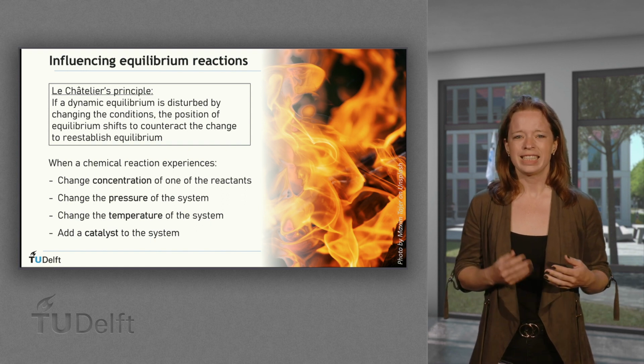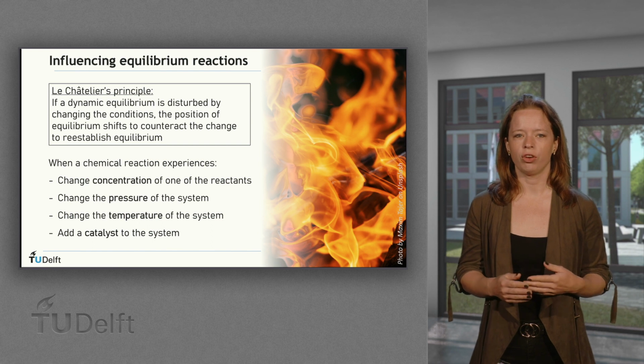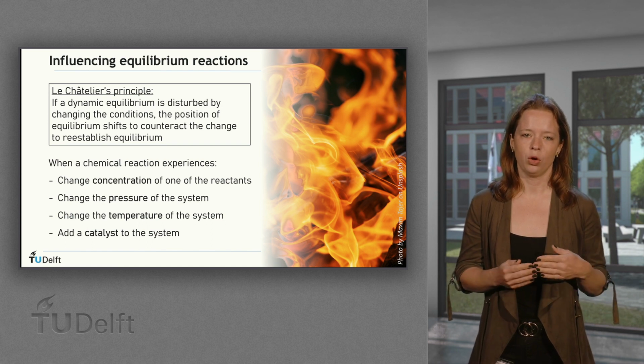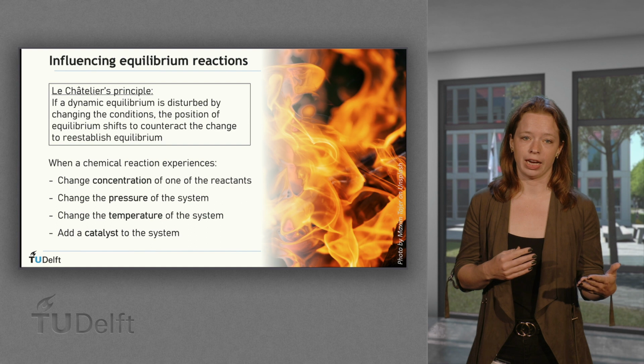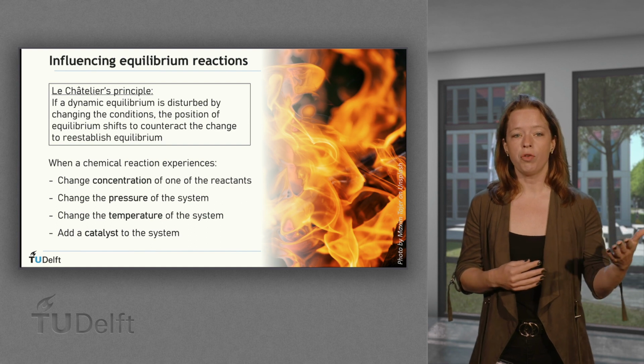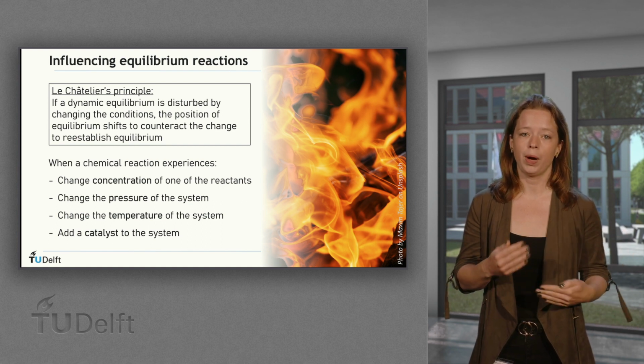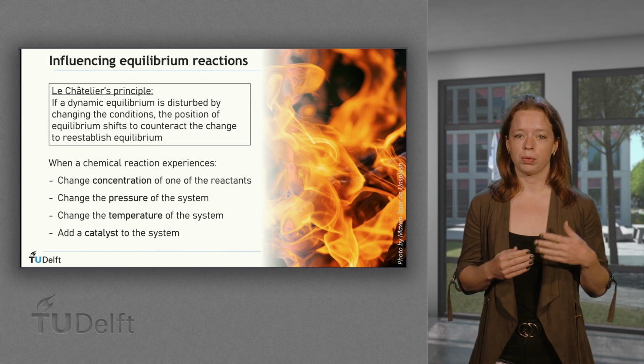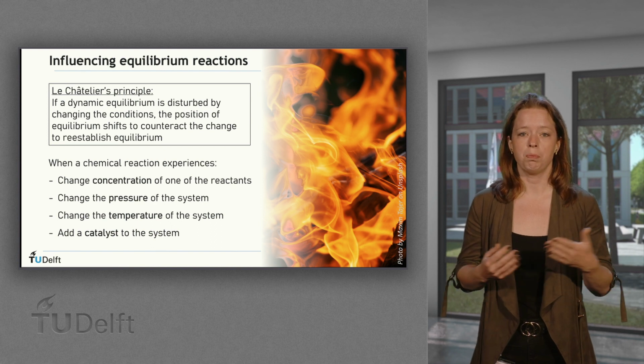Well, say we decrease the temperature at which the reaction is taking place. We then favor the exothermic reaction, which produces heat, over the endothermic reactions, which requires heat. And the system counteracts this change by producing more heat.